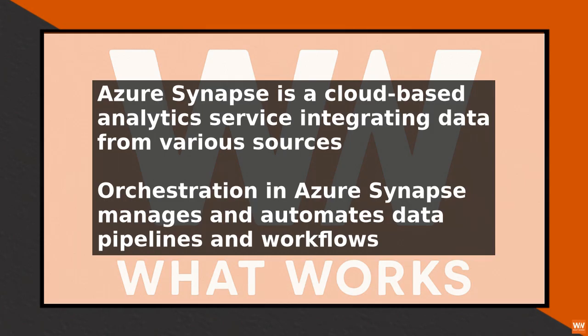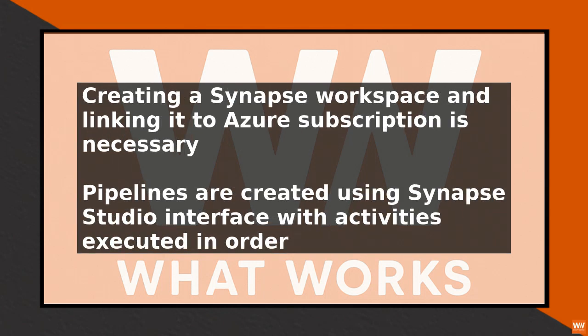To get started with Azure Synapse Orchestration, you need to create a Synapse workspace and link it to your Azure subscription. Once you have set up your workspace, you can create pipelines using the Synapse Studio interface. A pipeline is a logical grouping of activities that are executed in a specific order. You can add activities to a pipeline, such as data ingestion, data transformation, and data loading, and configure them to run in a specific sequence.